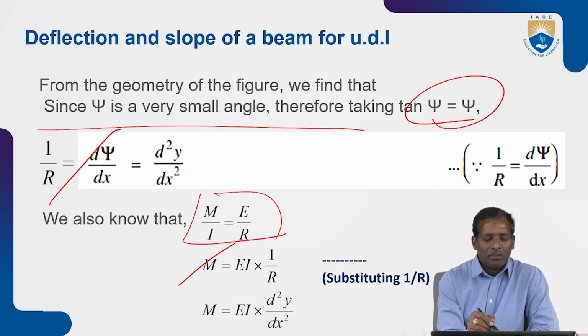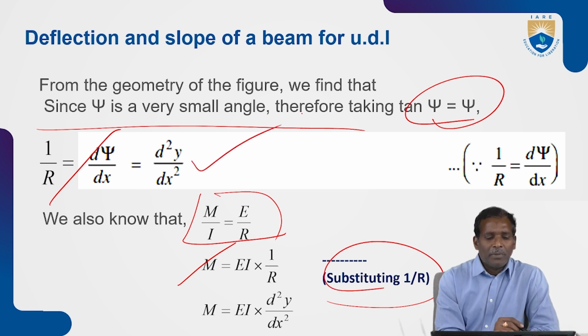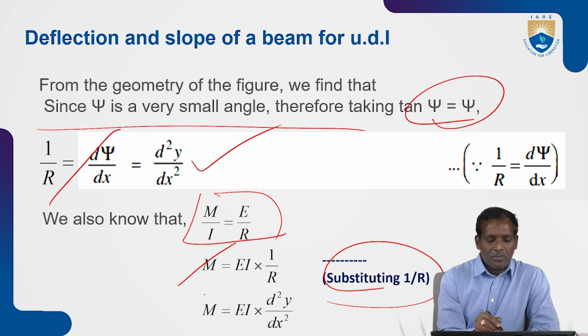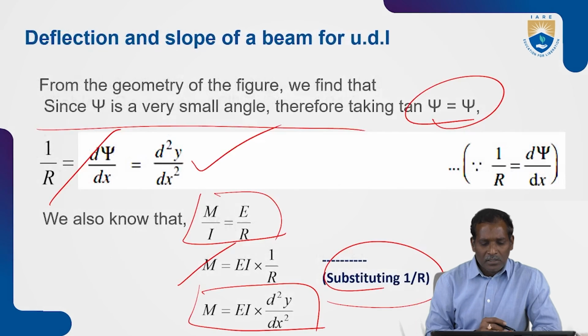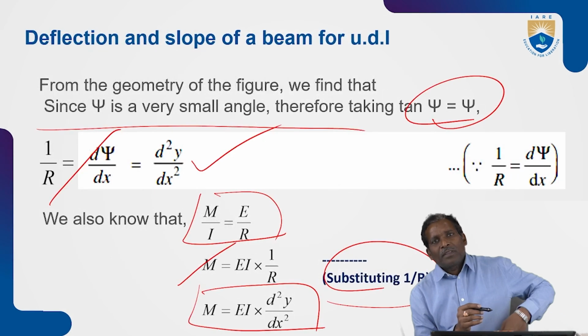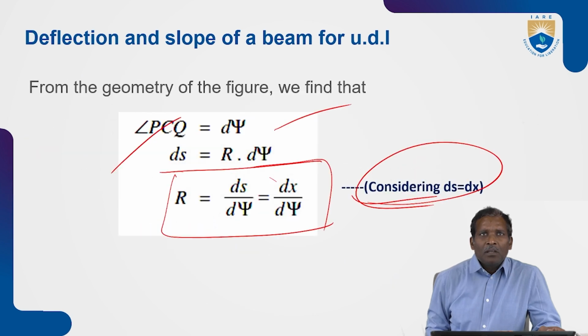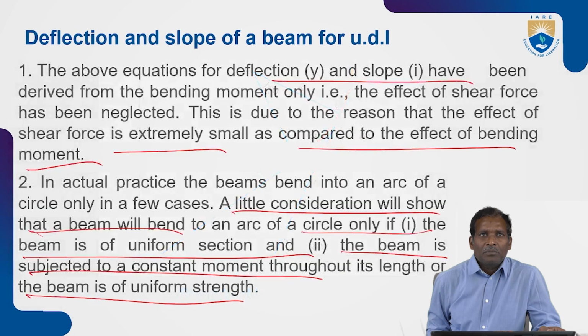So now write down the bending moment equation. M is equal to E into I into 1 by R. Here substituting 1 by R is equal to d square y by dx square. So now M is equal to EI into d square y by dx square. This is the bending moment of this geometry. So here we have calculated from this diagram.